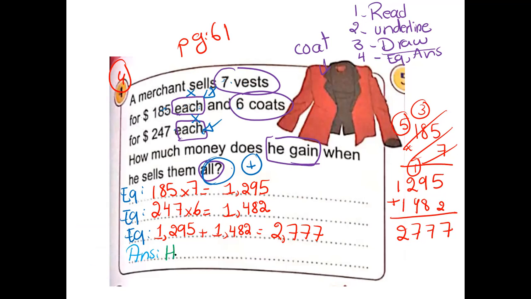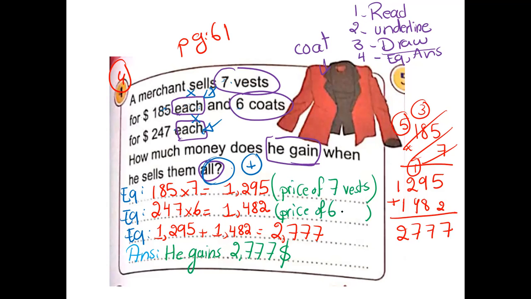So he gains $2,777. Okay. So 1,000 beside the first equation, right? هو البرايس لمين؟ البرايس ل7 vests. Okay. وال 1,482 هو البرايس ل6 coats. And here both vests and coats together. Okay, both vests and coats.